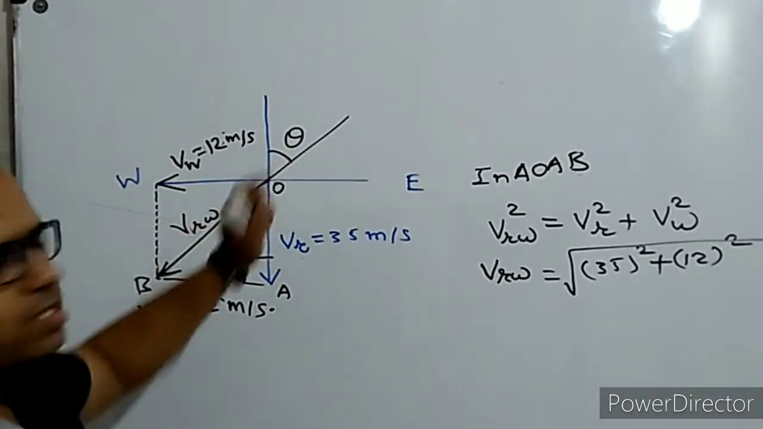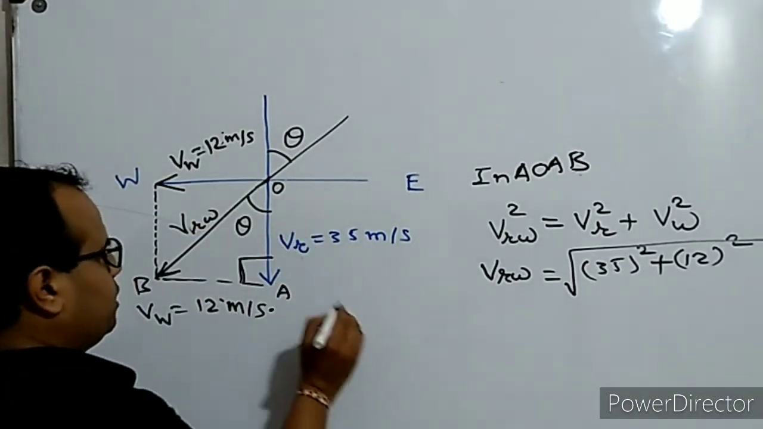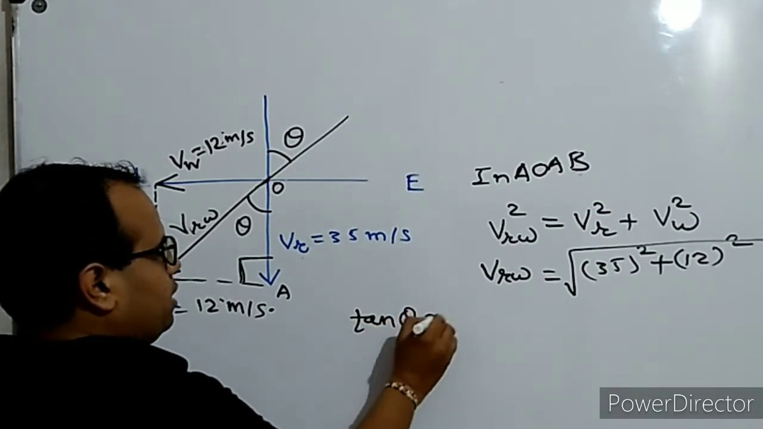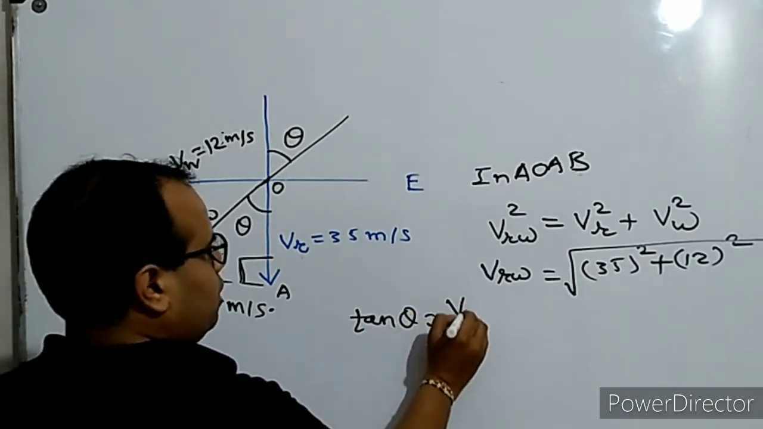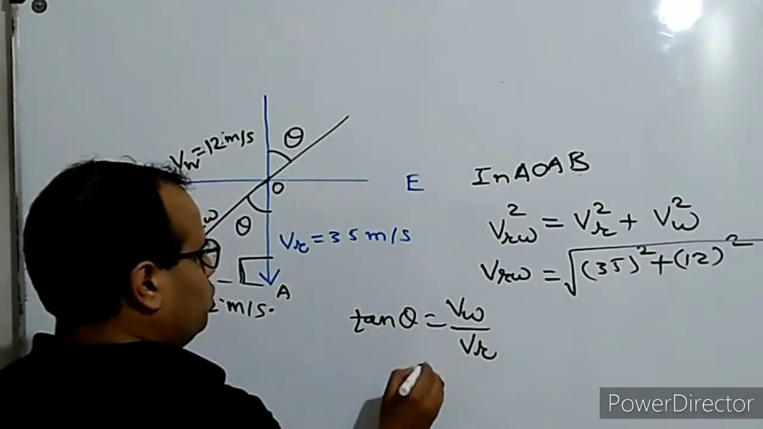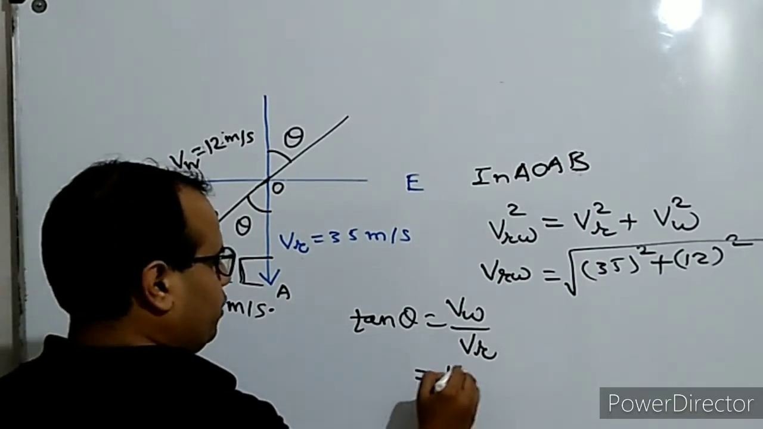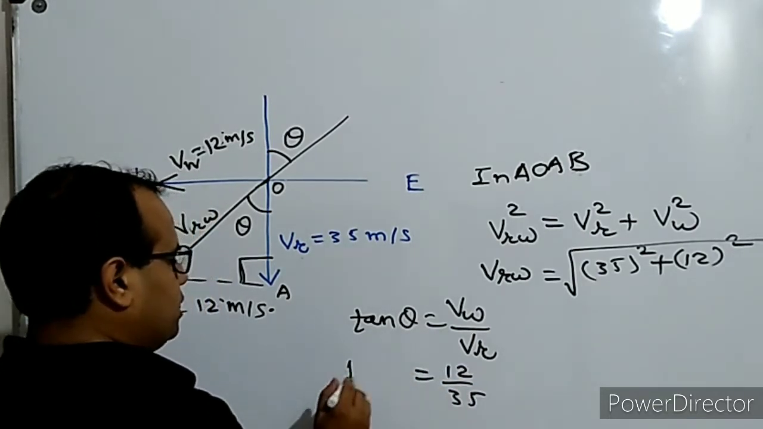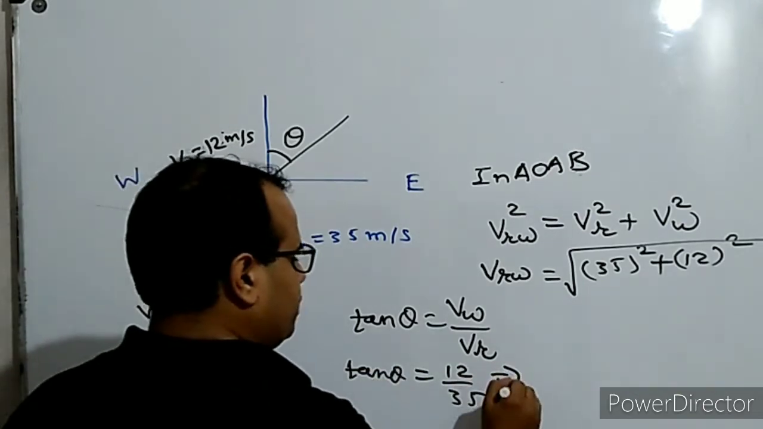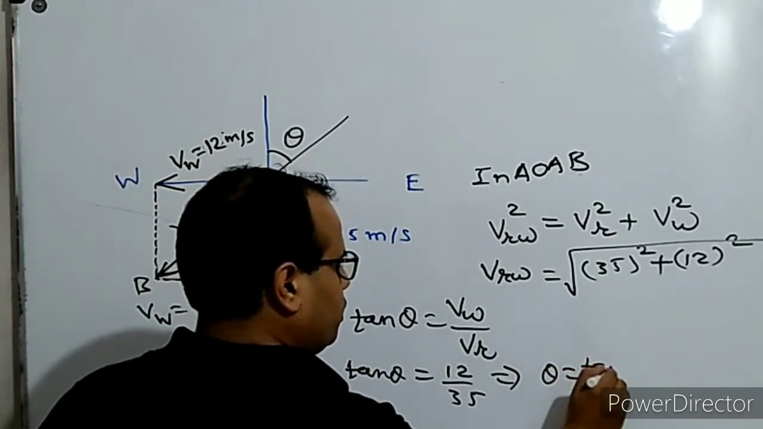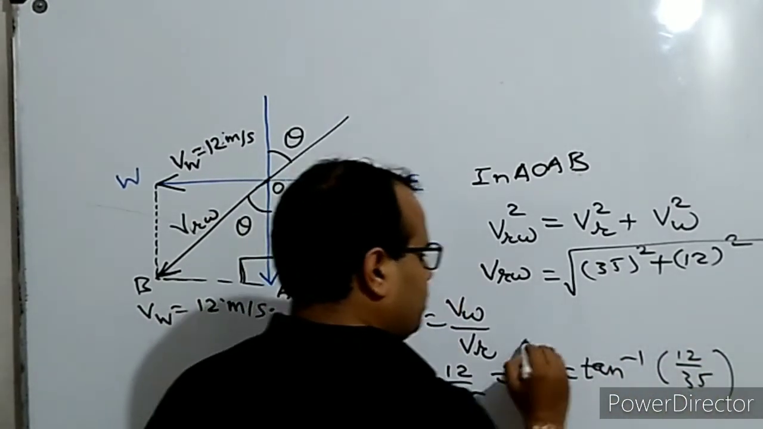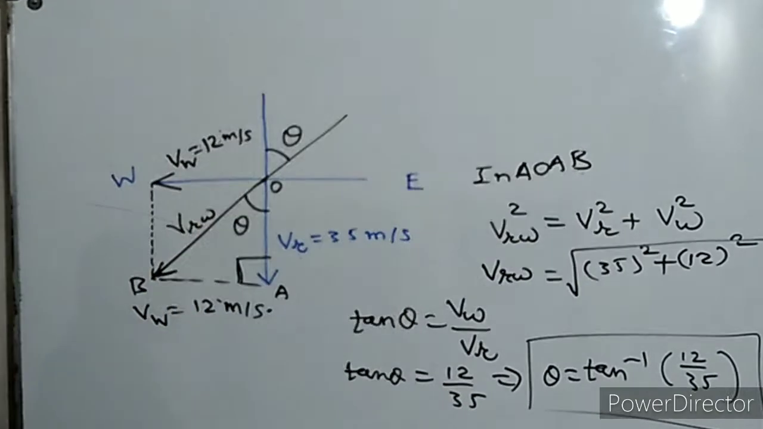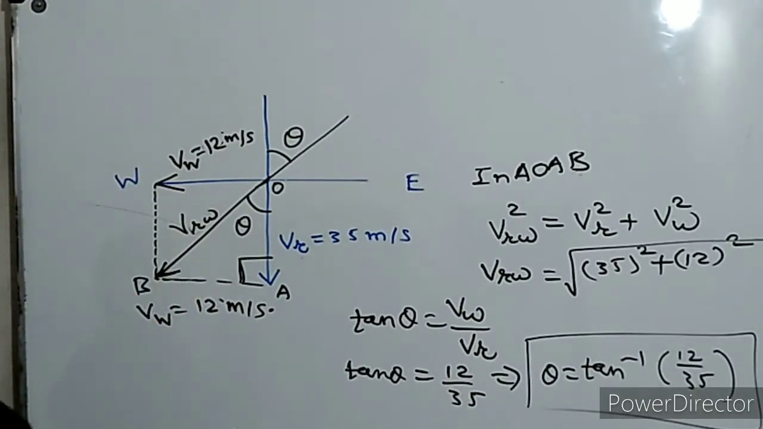Actually what we had to find is this angle theta. So for that, we will take tan theta in the same triangle. Tan theta is perpendicular upon base, that is VW upon VR, so you will get 12 by 35. 12 by 35 is tan theta, and by that we can find theta equals tan inverse 12 by 35. So at this angle from the vertical, the boy has to hold the umbrella.